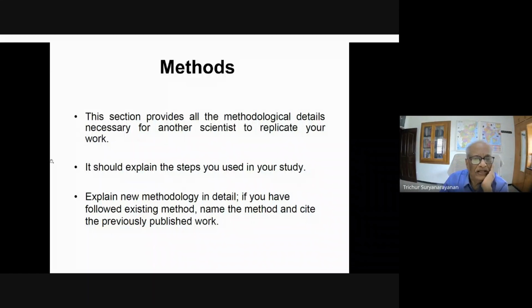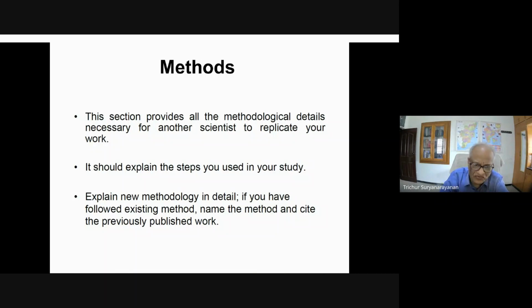Okay, coming to methods. Methods, as you know, is a section which will provide all the methodological details which you used. And so it should be in such a way that if I want to repeat your work, I should be able to do that in my lab by seeing your methods.